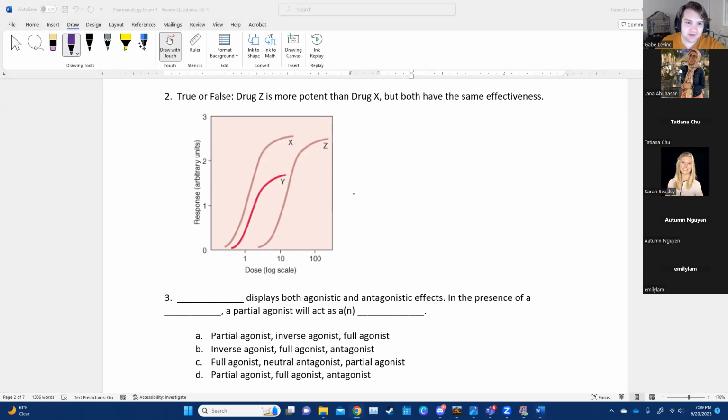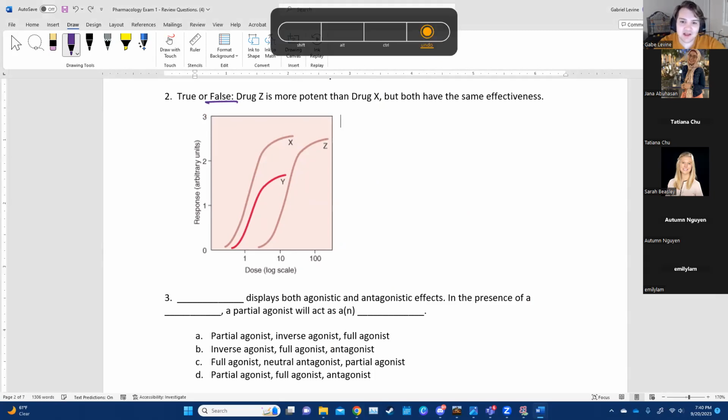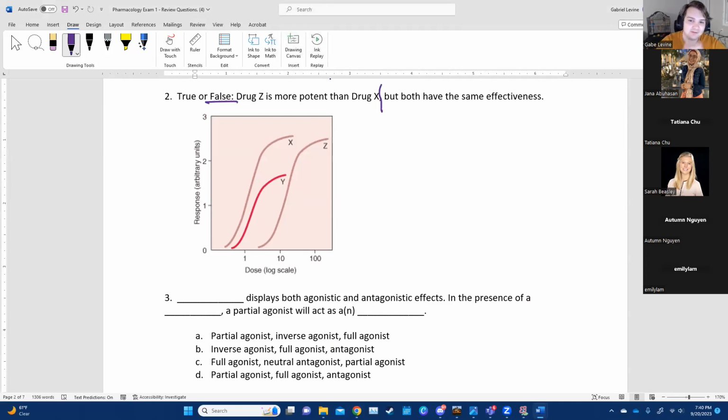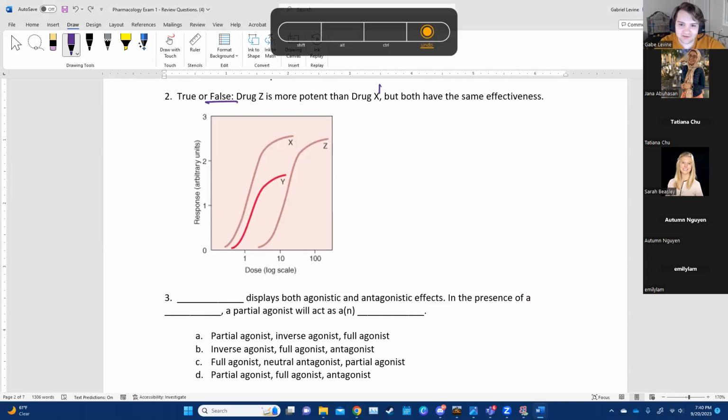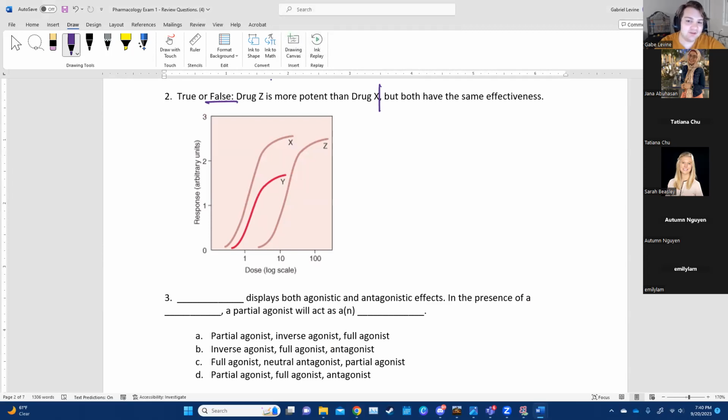All right. True or false? Drug Z is more potent than drug X, but both have the same effectiveness. What do we think? True or false? I would agree. I would say false. Big thing to pay attention to in any of Keel's exams is the dreaded comma. You need to treat this comma as a big break in the question and analyze both halves of the sentence.